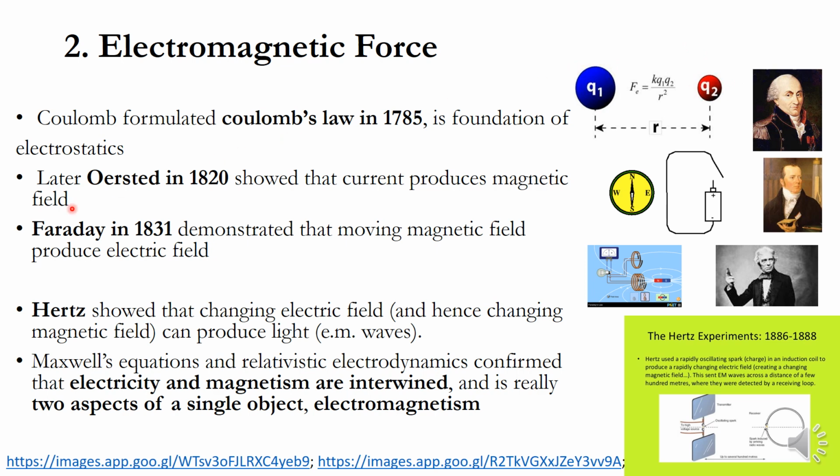And later in 1820, Ørsted showed that the current produces a magnetic field, or the current carrying material can deflect a magnetic material.